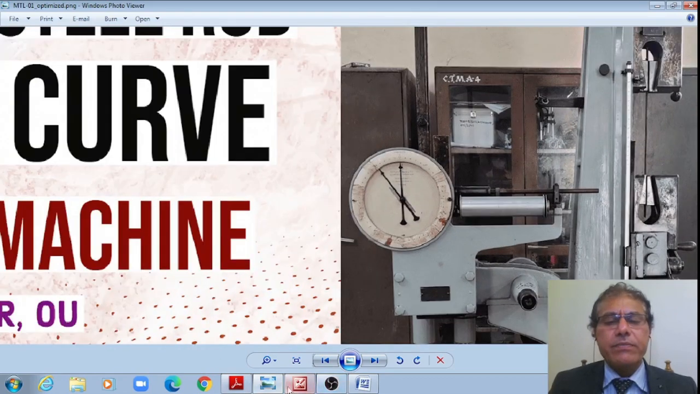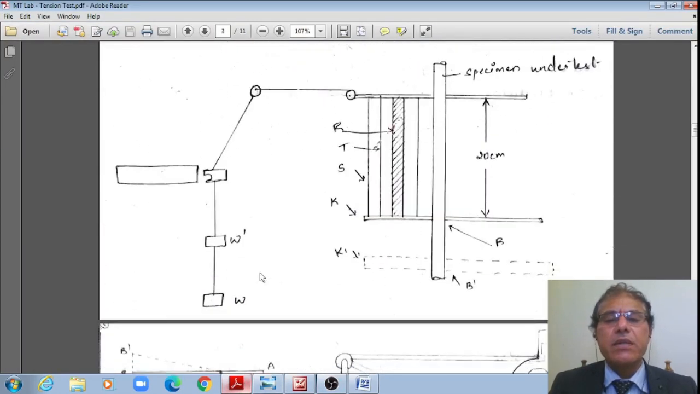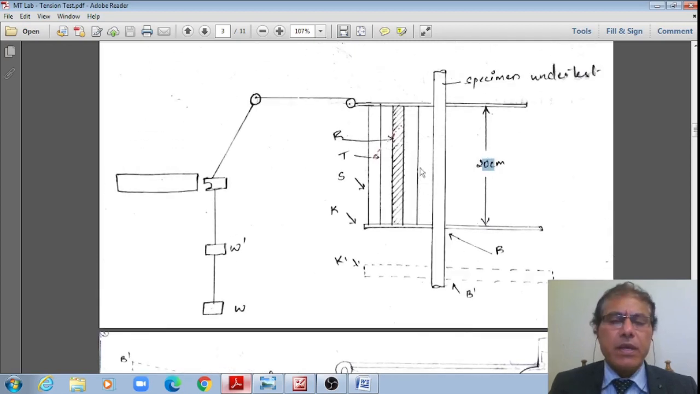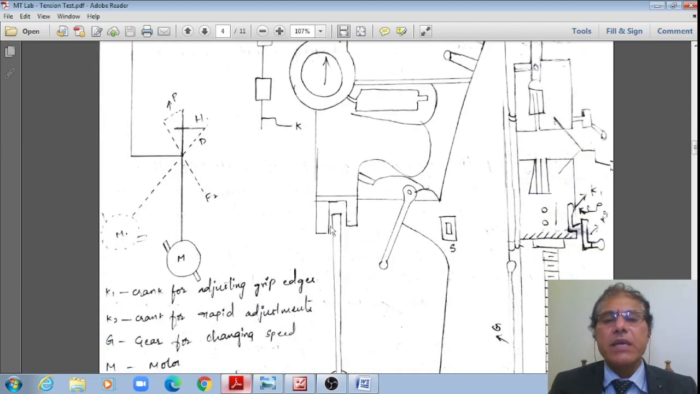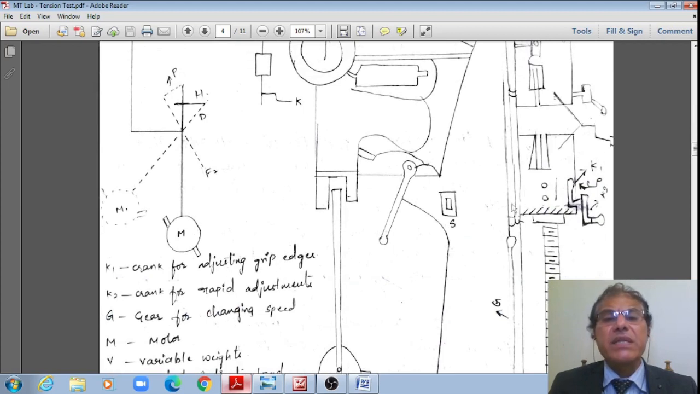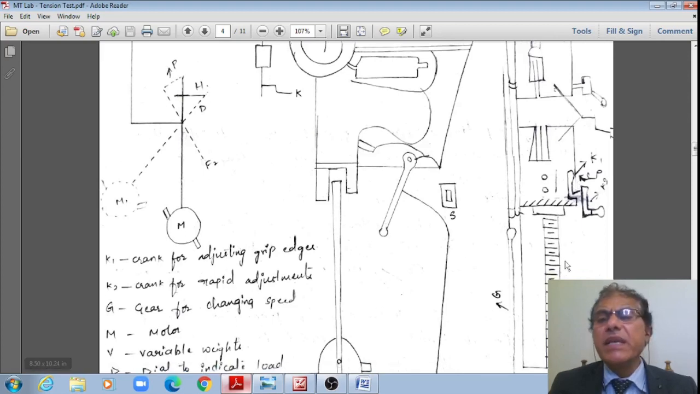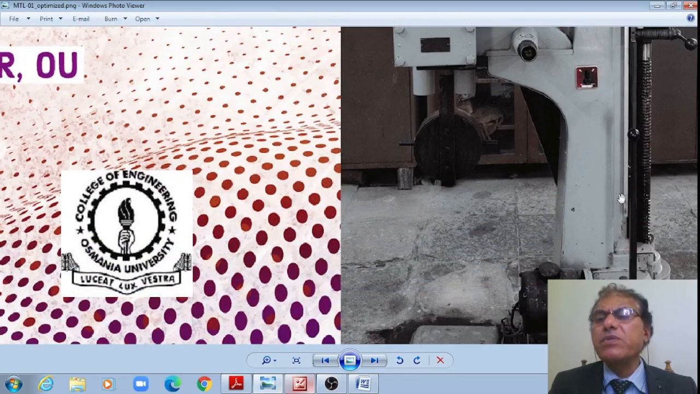Next one is this, how the stress strain curve, which we have just seen, is obtained. This is the schematic of displacement of the rod over a strain, over a length of 20 centimeters. And this is the schematic we have just seen, where K1 is the crank for adjusting the grip edges, and K2 is a crank for rapid adjustment. G is a gear for changing the speed.